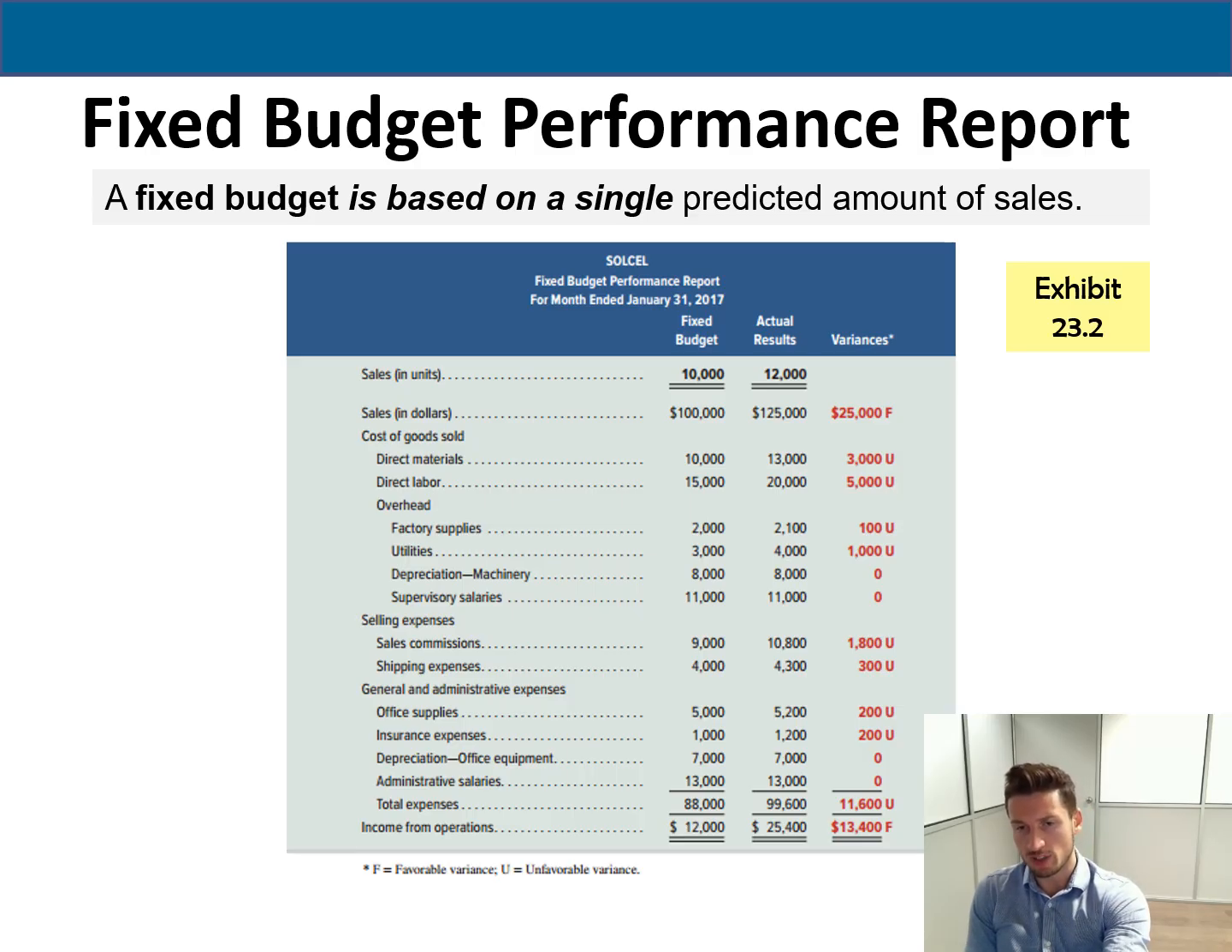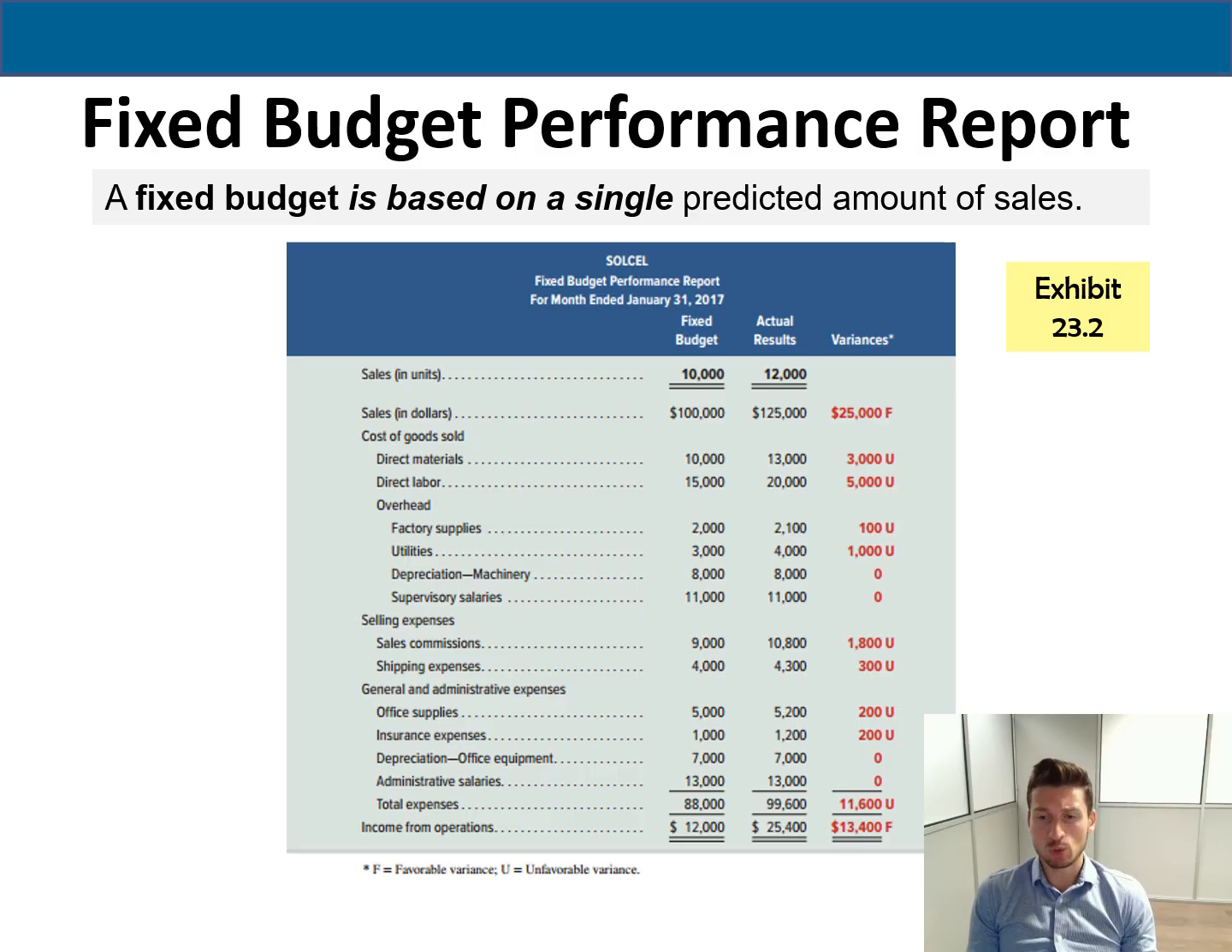After that we have selling expenses. Of course, the more you sell, the more your selling expenses increase. So that's why you see it's 10,800 and 4,300 instead of 9,000 and 4,000. So you have 1,800 and 300 variance, unfavorable. And then you have general and administrative expenses, where you have a 200 variance for office supplies, unfavorable, and 200 variance for insurance expense, unfavorable.